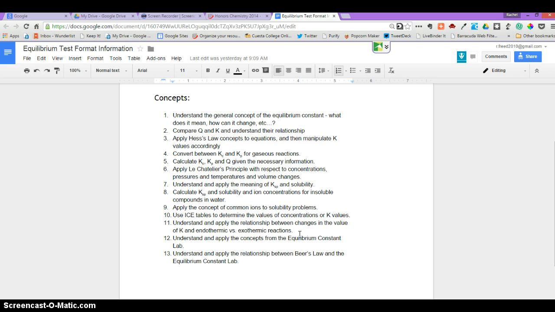Understand and apply the relationship between changes in the value of K and endothermic versus exothermic reactions. So we've talked about that a lot. Figure out which side the energy is on if it's not given, and that will determine how K changes as you change the temperature.